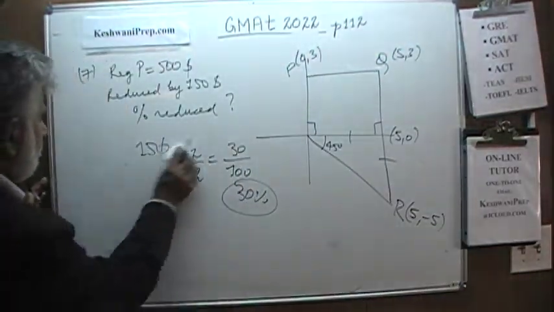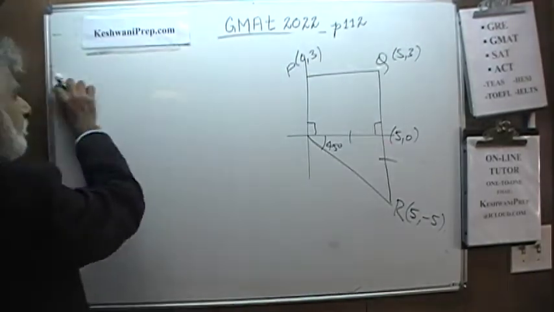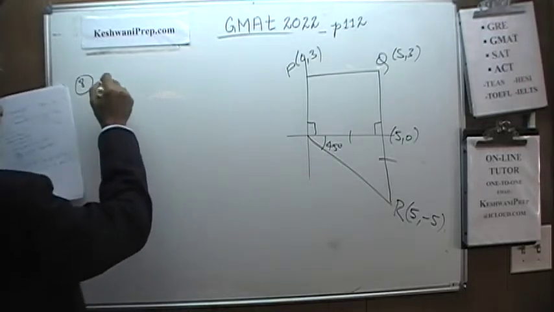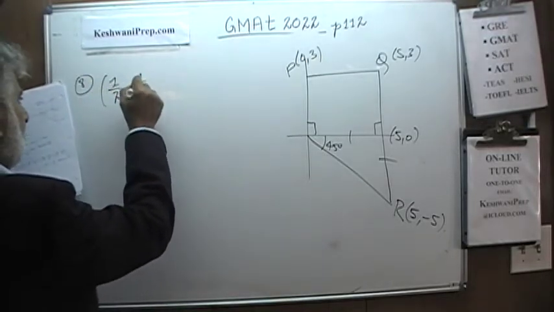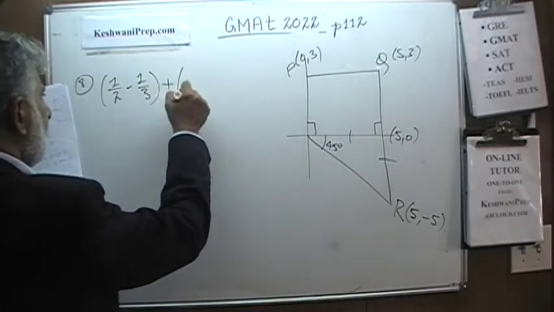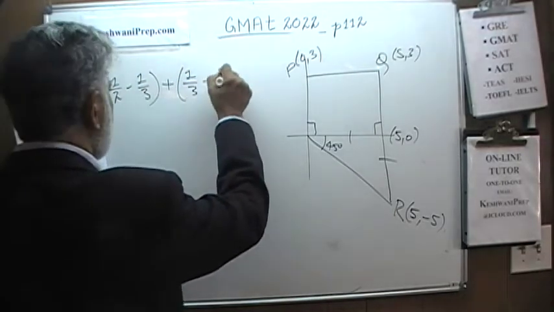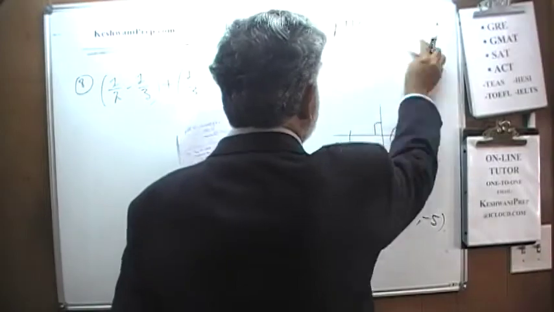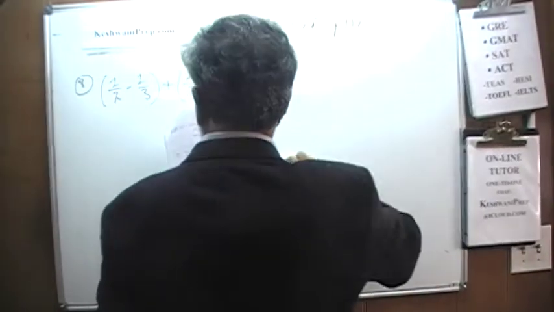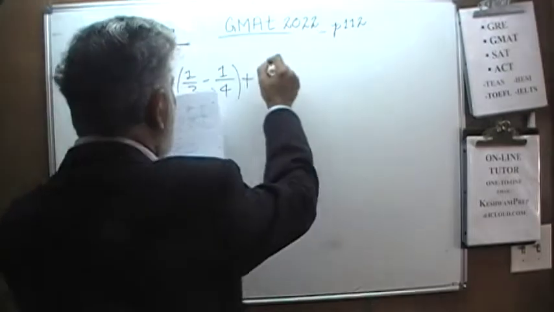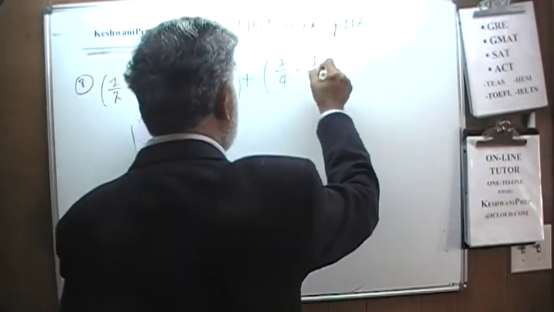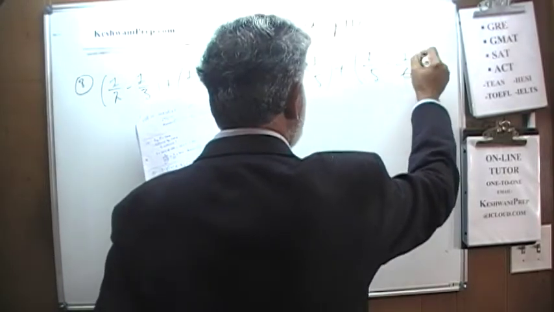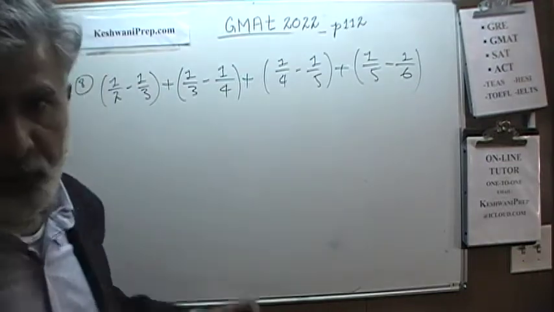Number 8. In number 8, we are given 1 half minus 1 third plus 1 third minus 1 quarter plus 1 quarter minus 1 fifth plus 1 fifth minus 1 sixth. We have no choice but to write everything out. And the question simply is, how much is that quantity?